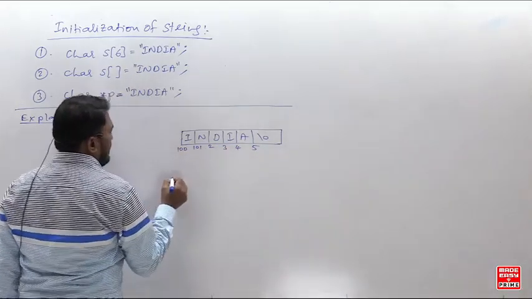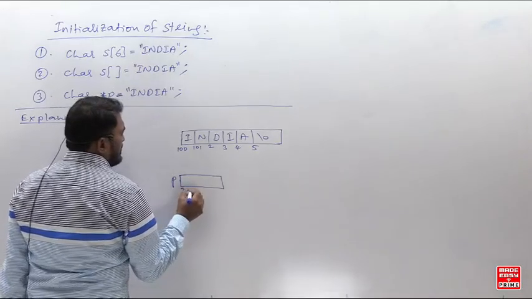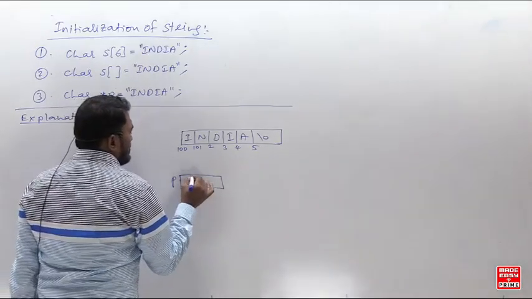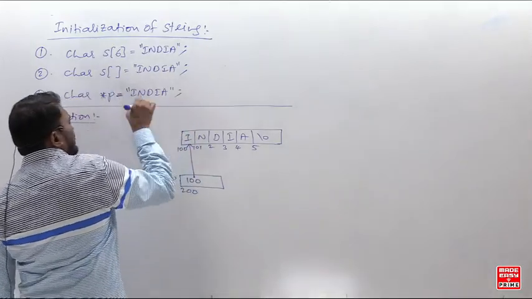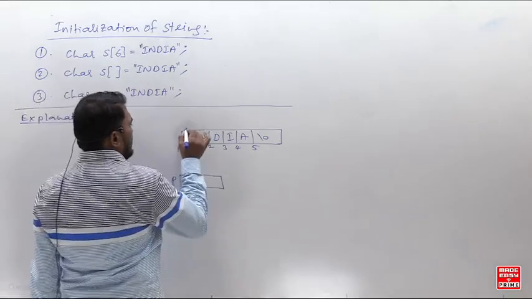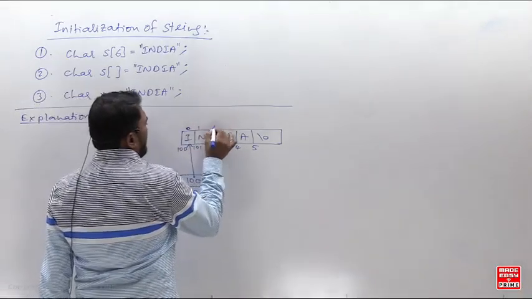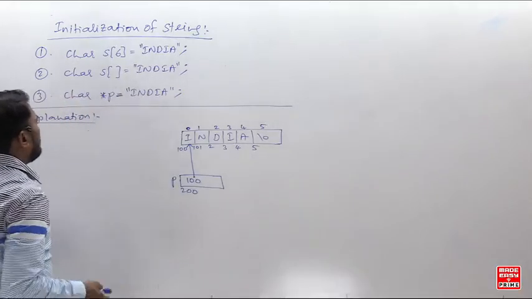Next, p is the pointer variable here. Let's say it contains some address, and the base address of this particular string is stored in the pointer variable p. So this is the meaning of this. So it's p[0], p[1], 2, 3, 4, 5. This is how the diagram will look.